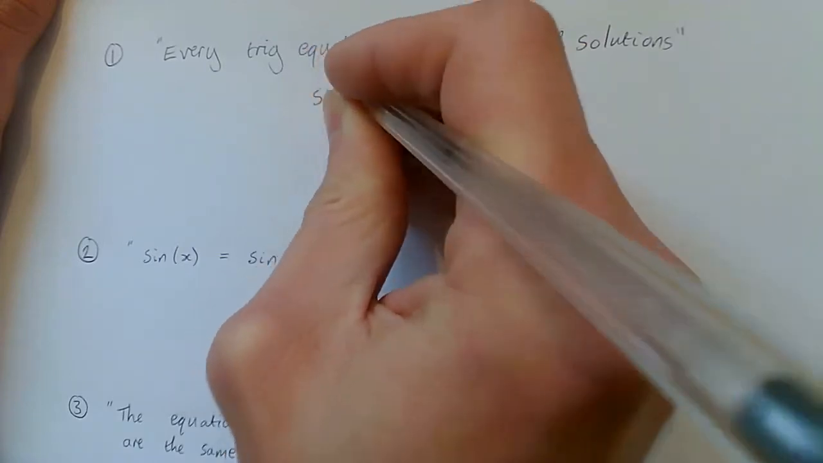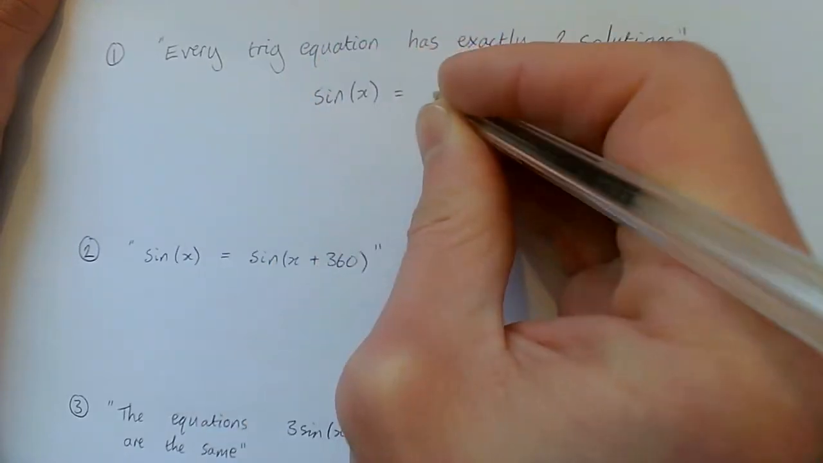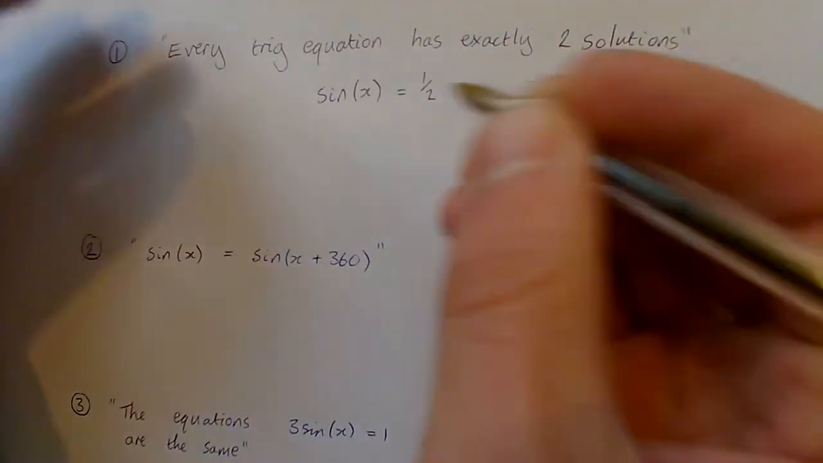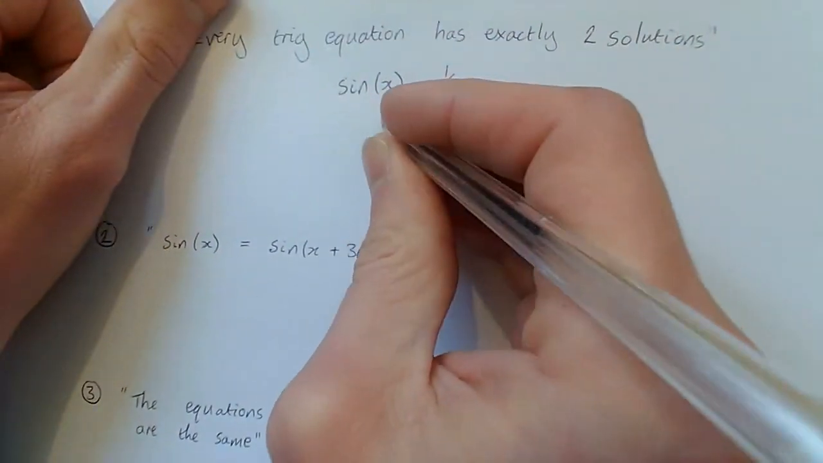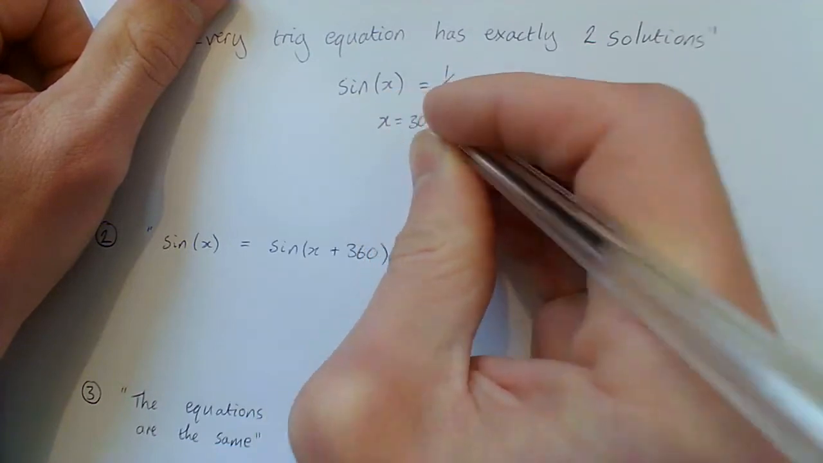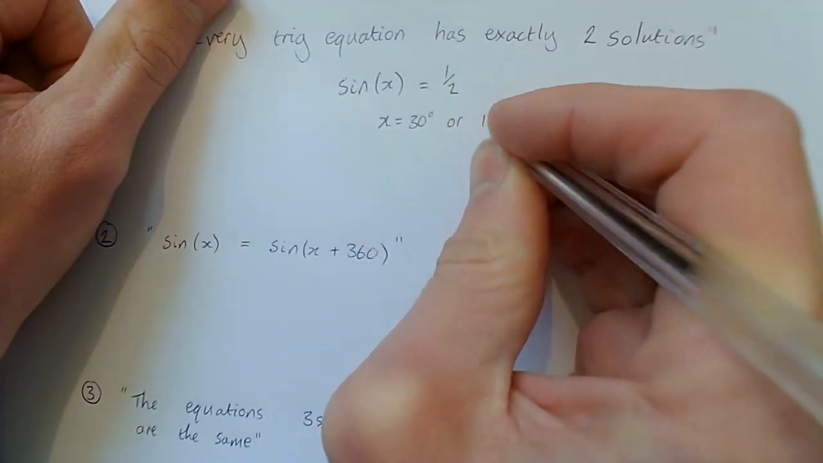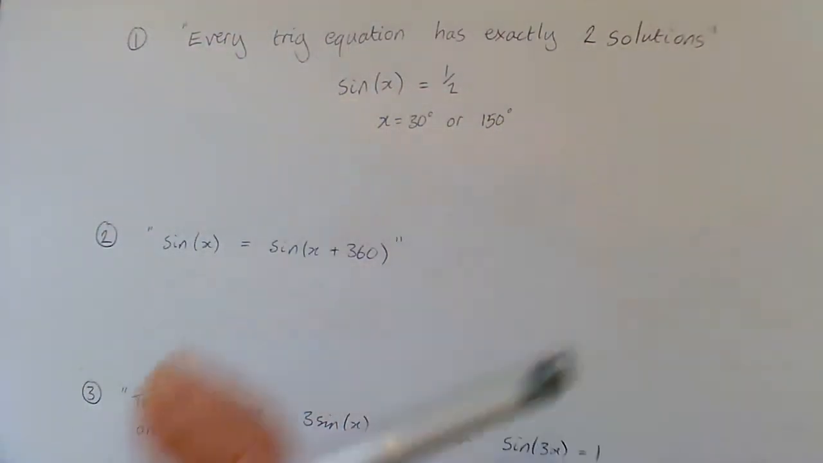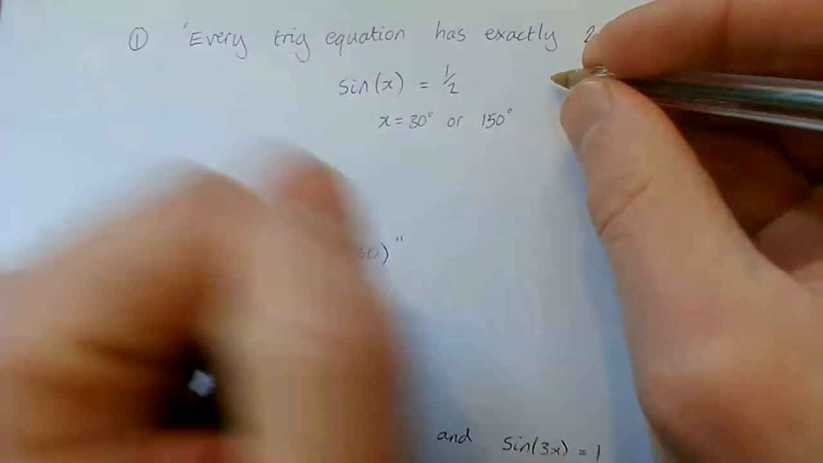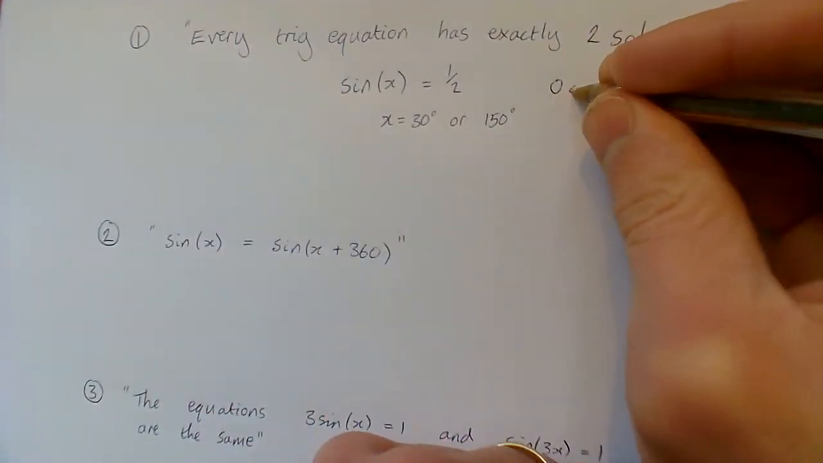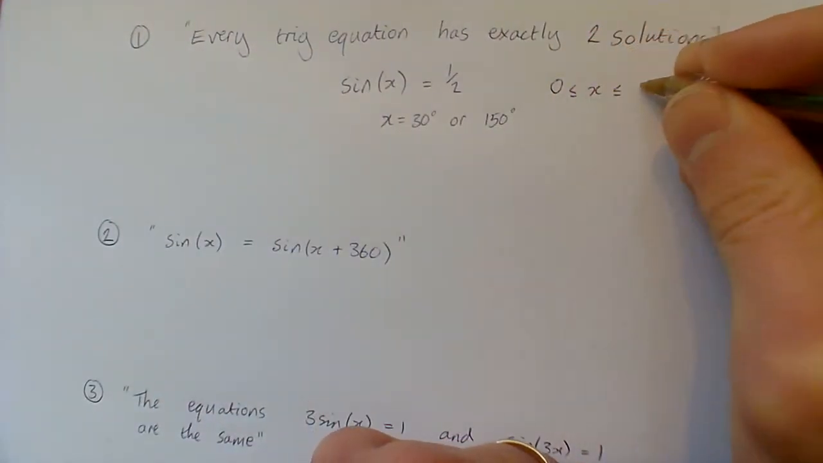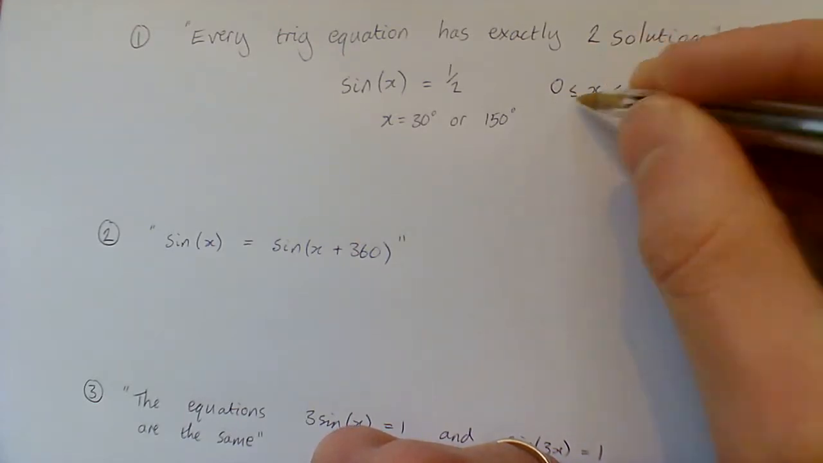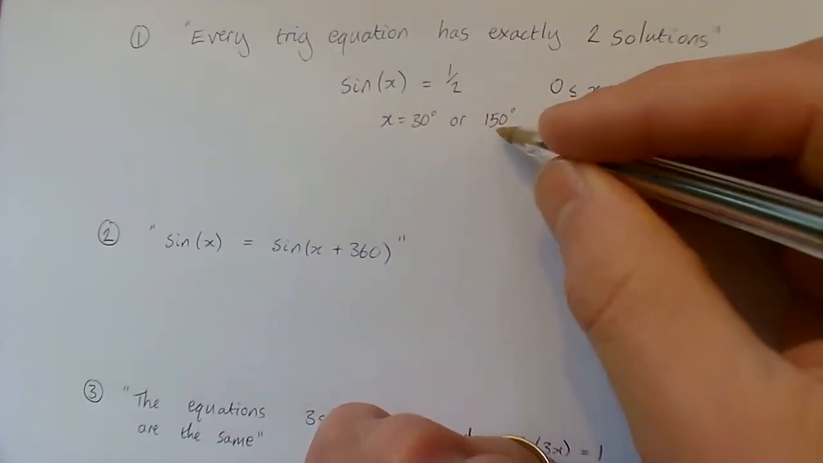Up until now, and particularly last week, we've been solving things like sine x equals, say, a half. When we solved that, that's an exact value one, I picked that to be nice, we got x equals 30 degrees or 150 degrees. But there is an important thing to note, and that is that we were solving that equation for 0 is less than x is less than 360 degrees. So in this range, there are exactly two solutions.